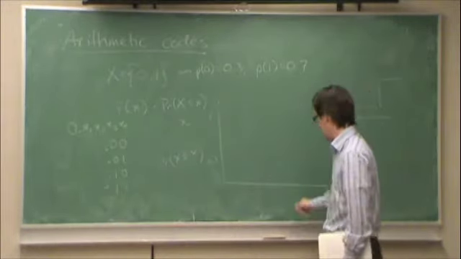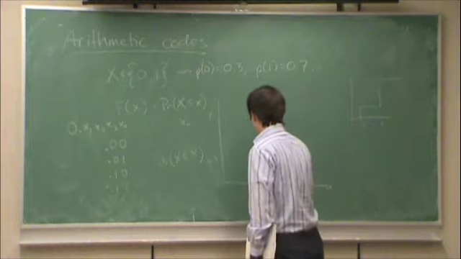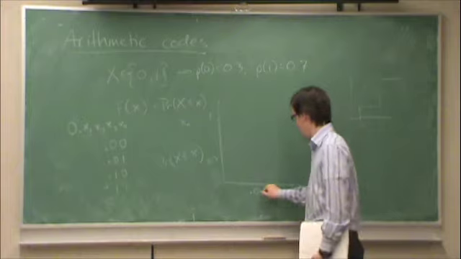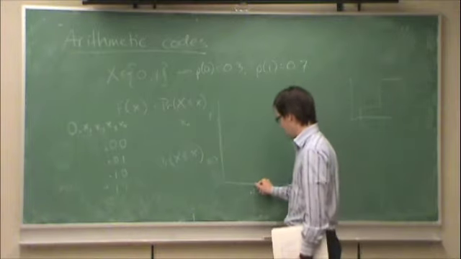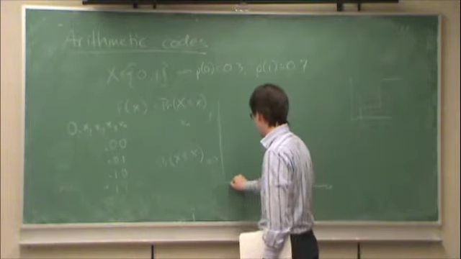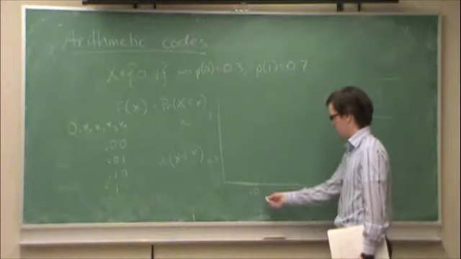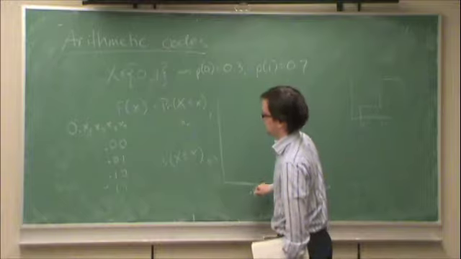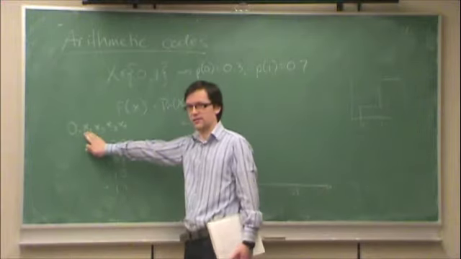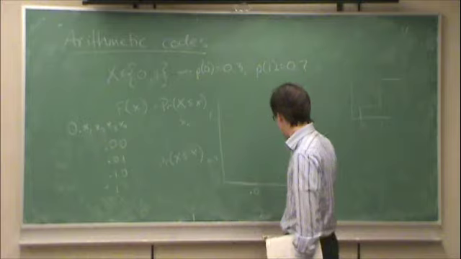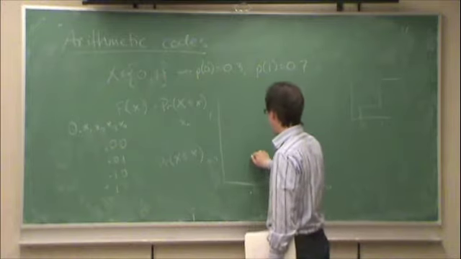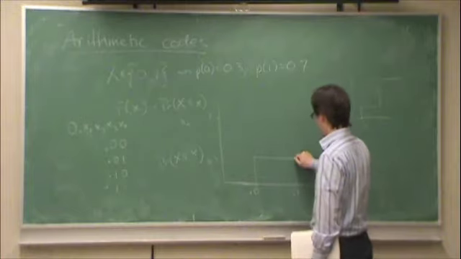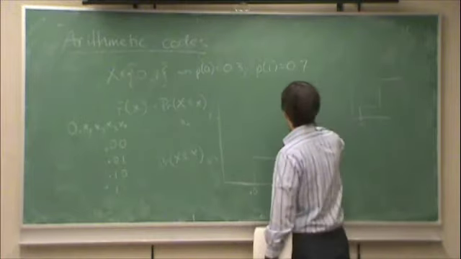If I interpret this as the single digit, 0.0, 0.1, the probability of being less than 0.0 is 0. The probability of being between 0.0 and 0.1, in other words, the probability that the leading fractional digit is 0, is 0.3. The probability that the leading fractional digit is 1 is 1.